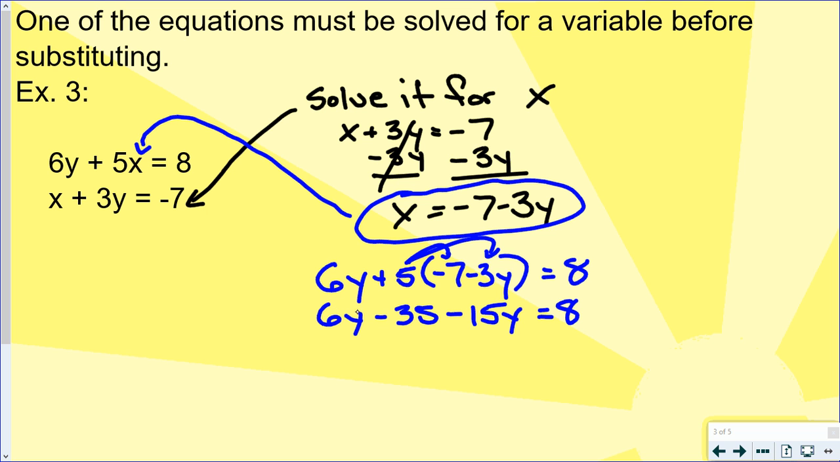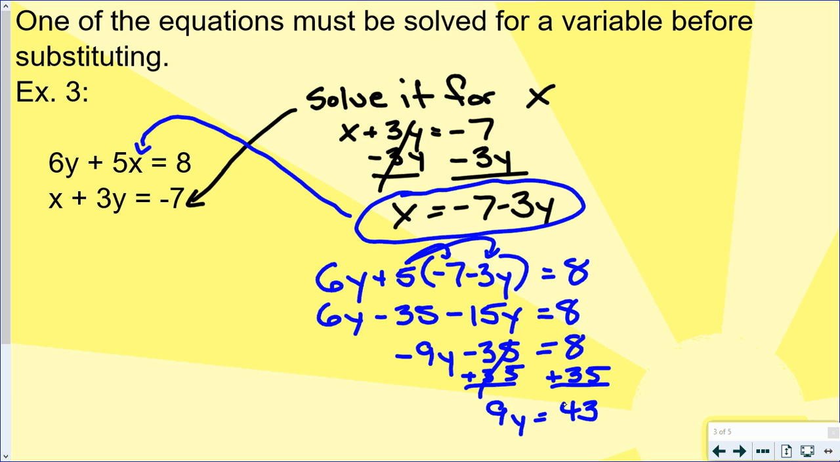Combine the like terms. This is 6y minus 15y. So 6 minus 15 is -9. Minus 35, so I just bring that along, equals 8. Two-step equation now, add 35 to both sides. So -9y equals 43.